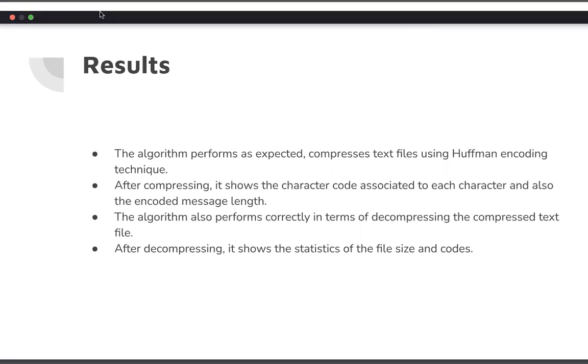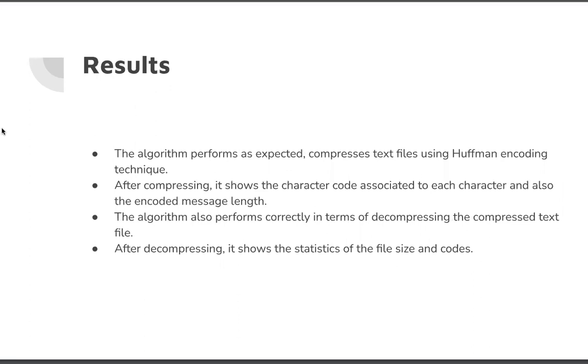So coming to the results part, the algorithm performs as expected. It compresses the test files using the Huffman encoding technique. After compressing, it shows the character code associated with each character and also the encoded message length. The algorithm also performs correctly in terms of decompressing the compressed test file. After decompressing, it shows the statistics of file size and codes.